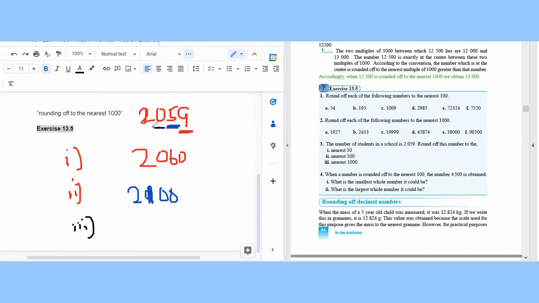Thousands mean you look at the hundreds column. So earlier you looked at the tens column. So this is tens column, this is ones column, this is hundreds column. So for 1000, you need to look at the hundreds column. It is 0, which is less than 5. So you round down. When you round down, you get 2000. And that is the answer.